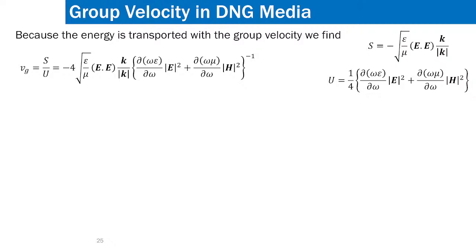So if you take the ratio, 1 by 4 is in the denominator, so that goes to the numerator. S has minus, so minus has come there, so minus 4. Then root epsilon by mu, that comes from S. E dot E comes from S. K by absolute K, that comes from S. Rest of the factor is coming from U. It is inverted because U is in the denominator, so its inverse will be in the numerator. So this is the expression for group velocity.